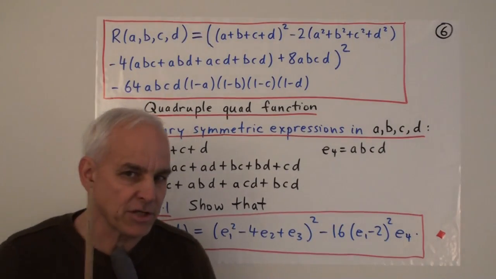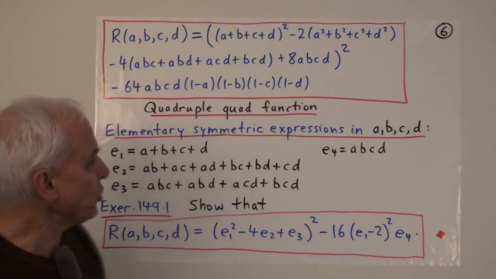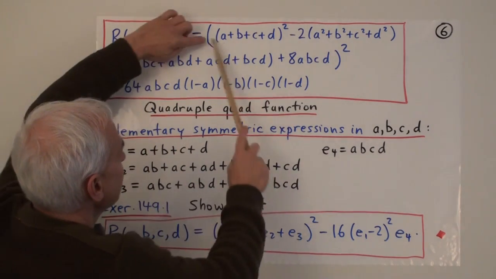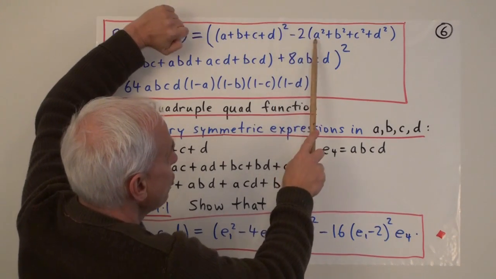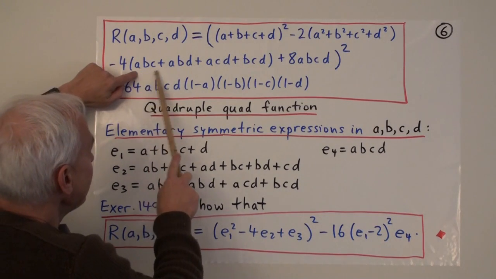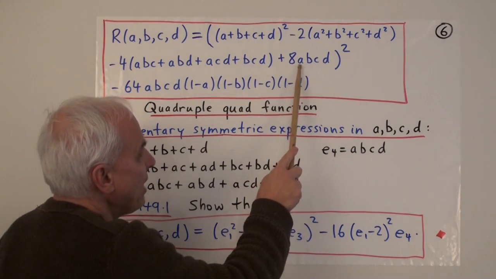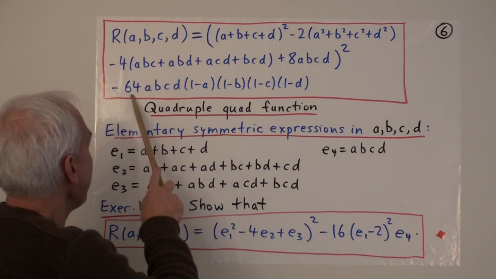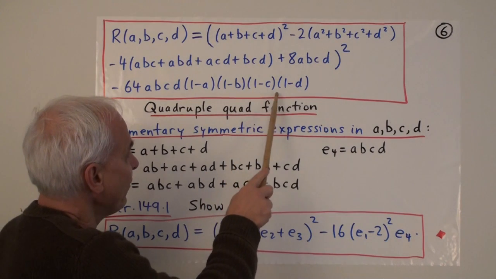All right, so here's our projective quadruple quad formula, and it was quite an imposing function. So R of, say, A, B, C, D is, so there's some big quantity all squared, and that big quantity has (A plus B plus C plus D) squared in it, minus 2 times (A squared plus B squared plus C squared plus D squared), and then minus 4 times (ABC plus ABD plus ACD plus BCD), and plus 8 ABCD. So all of that squared, and now we subtract from that 64, the product ABCD, times the product (1 minus A)(1 minus B)(1 minus C)(1 minus D).